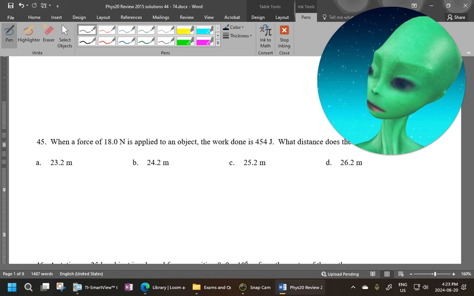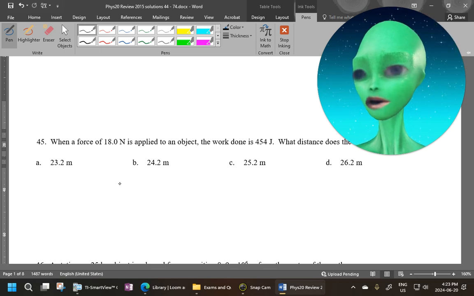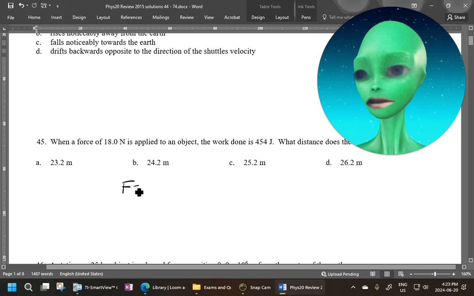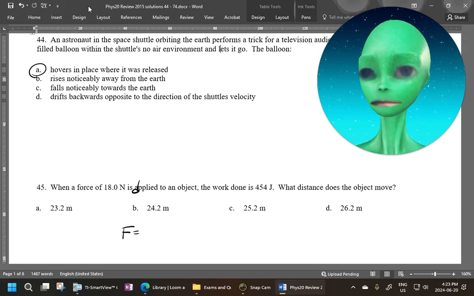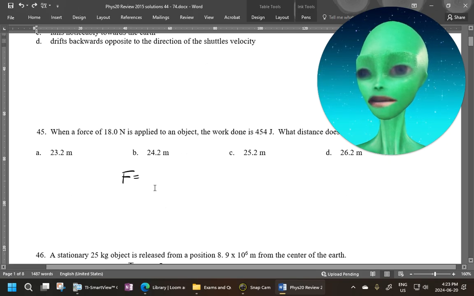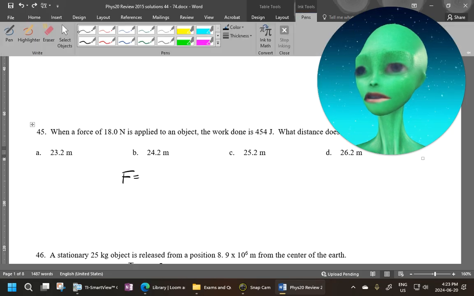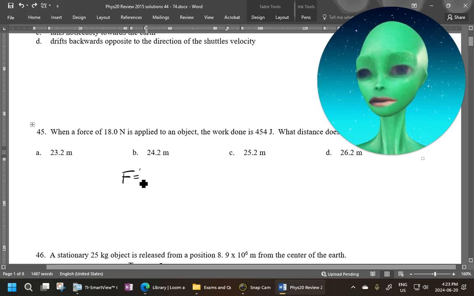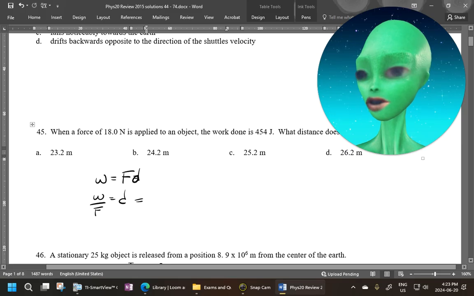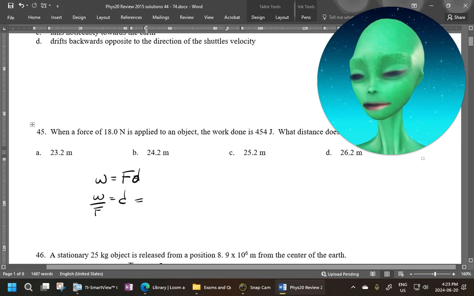But if we go force times distance, right? Force times distance is equal to work. Okay. Then this should be a pretty easy question. I don't know why I was thinking so hard about this question. Work is equal to force times distance. We're looking for D. That's going to be work divided by force. So that's going to just be joules and newtons. So those are good units.